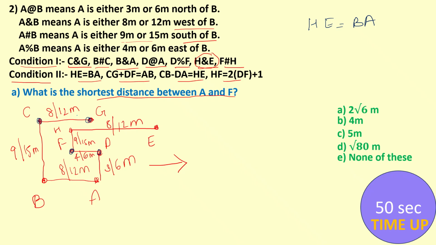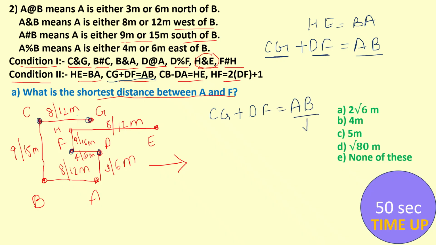See, if you take this second one, CG plus DF should give you AB, correct? So when you add CG meter and DF meter, that is your distance, you will get AB, they are saying. Now, AB is what? AB can be, now CG, I'll write here, DF is equal to AB.